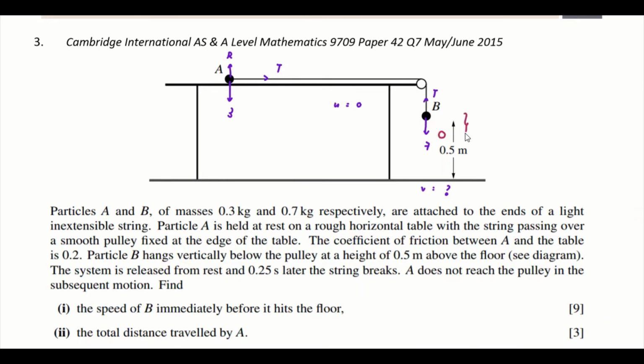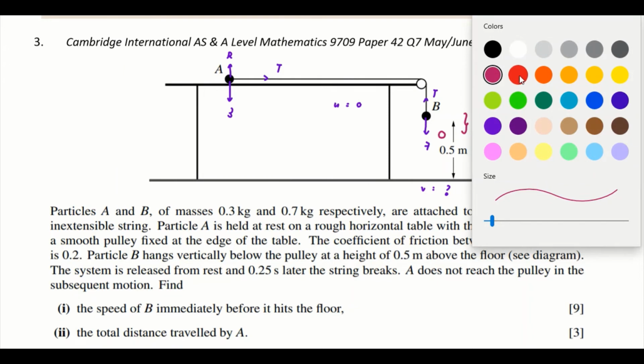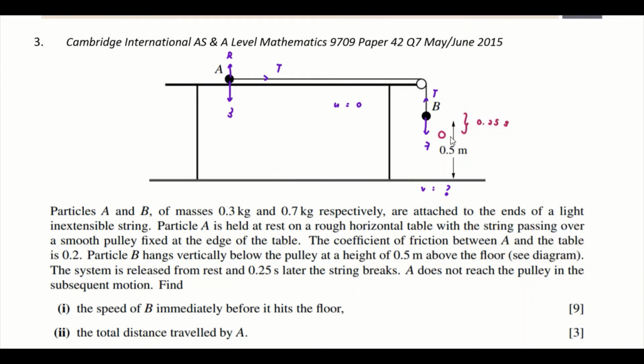So this is for the 0.25 second. Am I right? Then after that, what happened is that after 0.25 second, the string breaks. So after the string breaks, only the particle here drops to the ground. Okay, so this is like the two stages here.